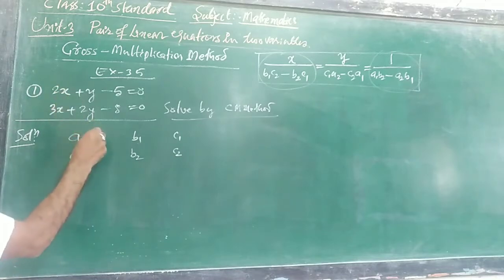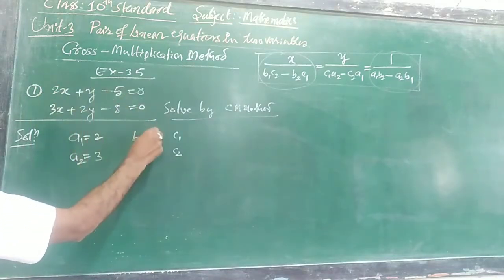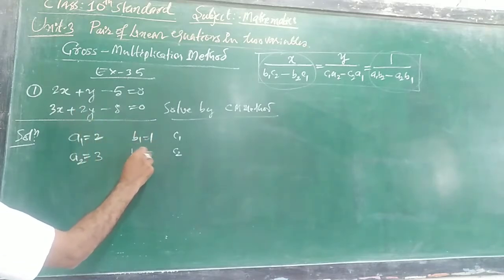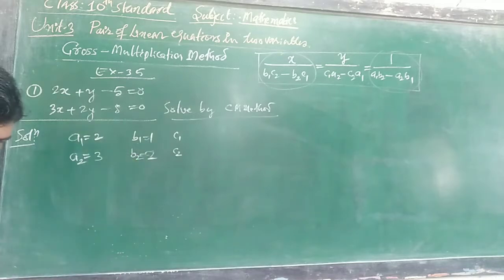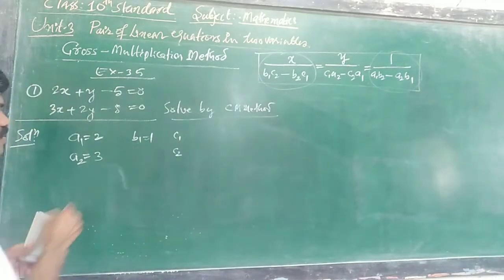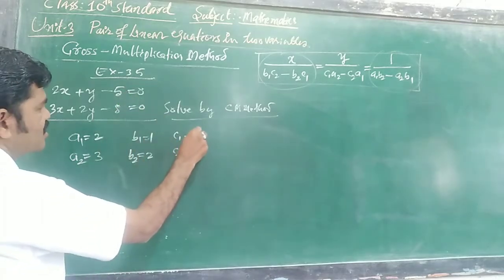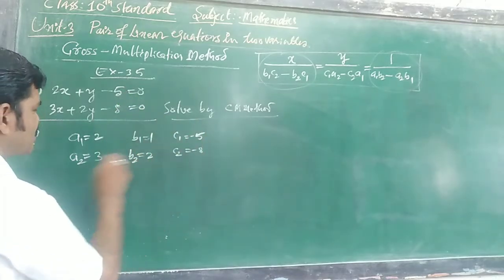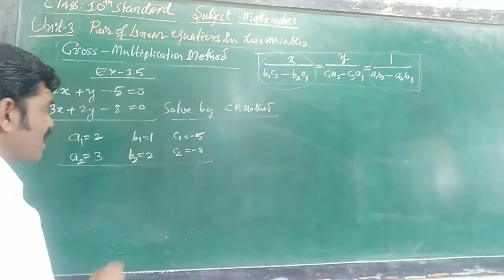What is the value of a1? That is 2. What is the value of a2? That is 3. b1 is equal to 1. b2 is equal to 2. c1 is equal to minus 5. c2 is equal to minus 8. We have extracted all the values, so now we have the formula there.